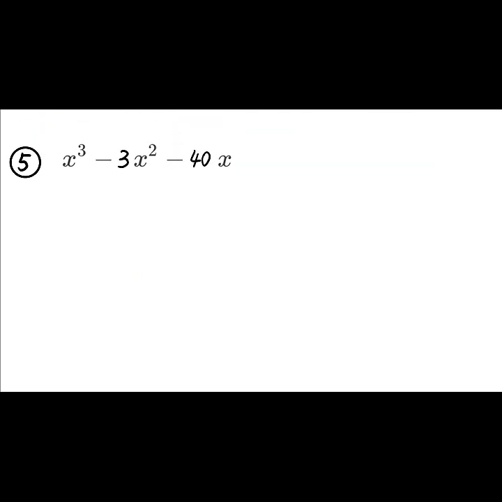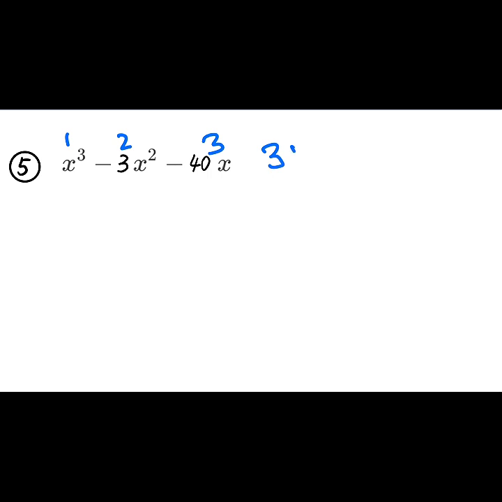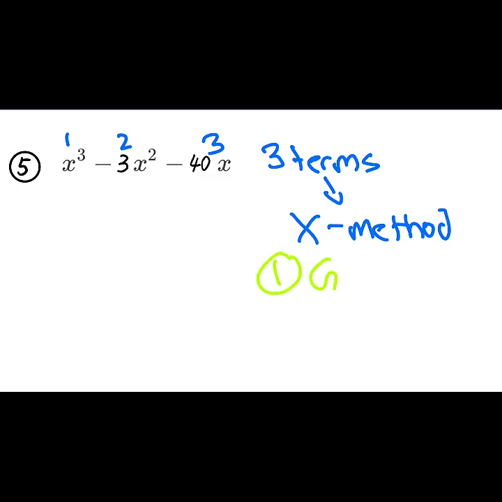All right, number 5. This is 3 terms. Let's count real quick. 1, 2, 3. 3 terms usually means X method. But in order to do that first, you still have to remember, first step of all these, GCF, then do X method.